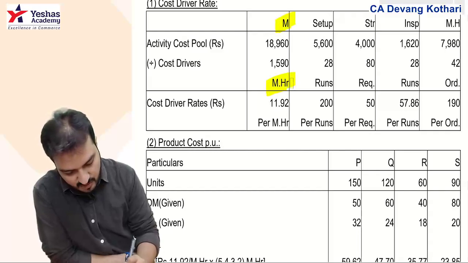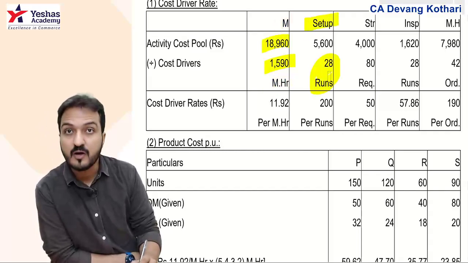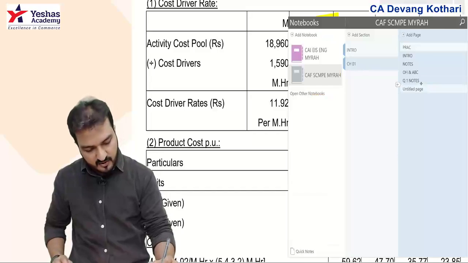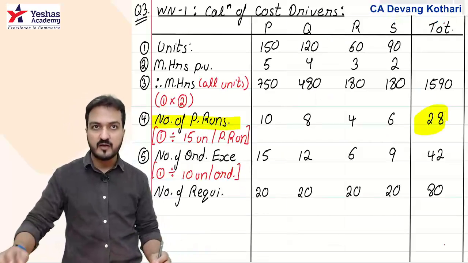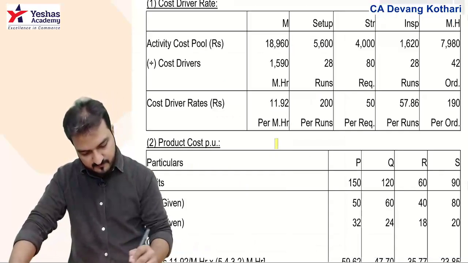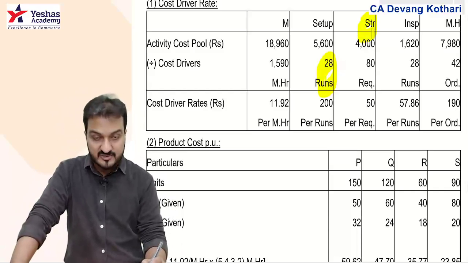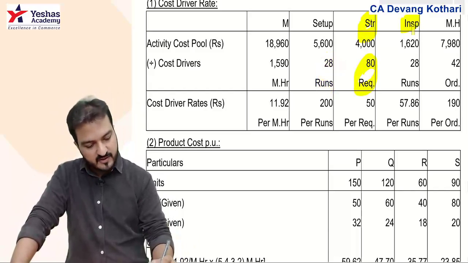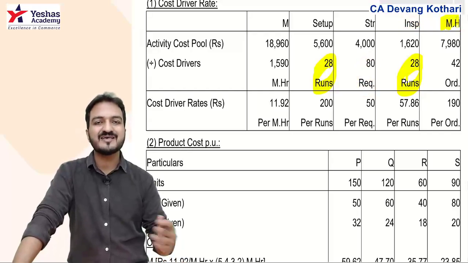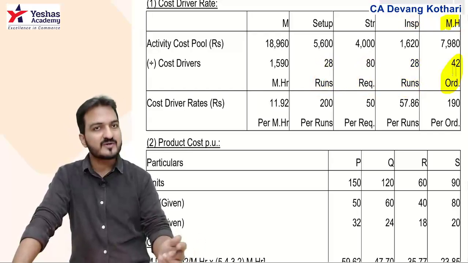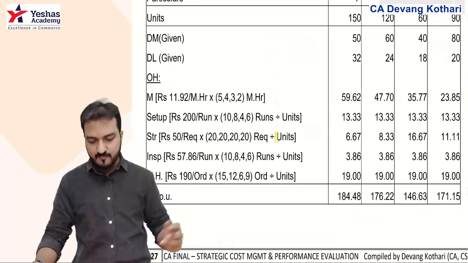So machine cost is based on machine hours, cost divided by 1590 machine hours. Setup cost is based on production runs. You found the total number of production runs as 28 in your working note. That is what we used over here. Divide by 28 production runs. Stores cost is based on the number of requisitions. Total was 80 requisitions. Inspection is again based on production runs, same 28. And material handling is based on sales orders executed. Orders executed total was given as 42. Divide that, it gives you the cost driver rates, and then using those rates you find the product cost.